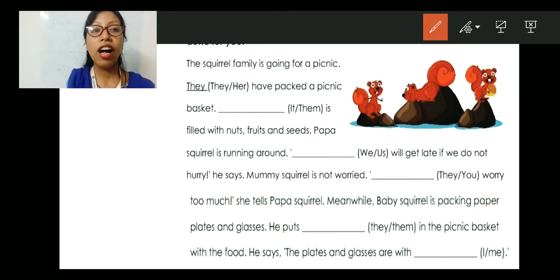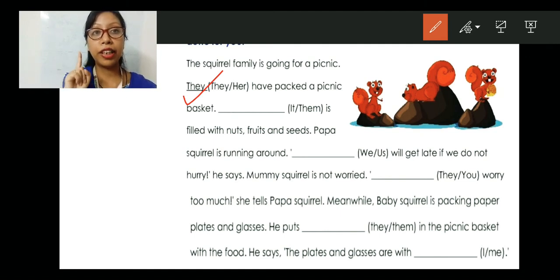They and her have packed a picnic basket. So here it will be they because the whole family is going, right? So it is a plural. Therefore, we will be using they. The next. Dash is filled with nuts, fruits and seeds.